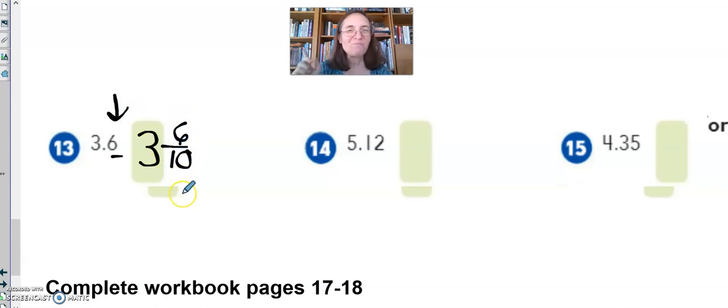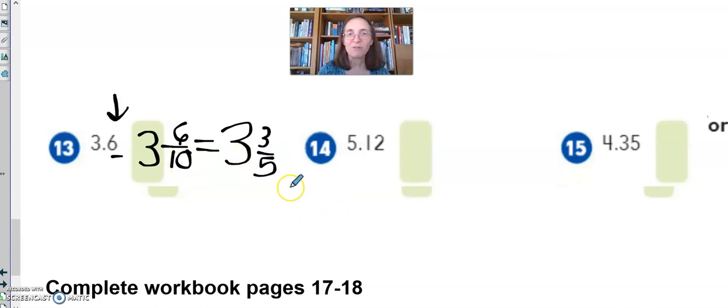I think though, do you remember how when we were doing fractions, they always wanted you to express it in its simplest form? So let's go ahead and do that. 6 and 10 share a factor of 2. So 6 divided by 2 is 3, and 10 divided by 2 is 5, and we're right back at 6/10 equaling 3/5, just like we did up there before.